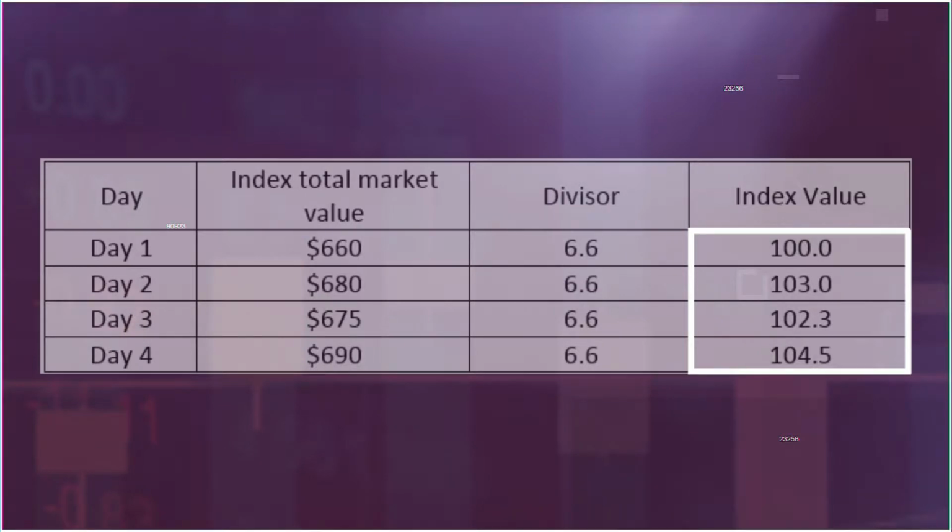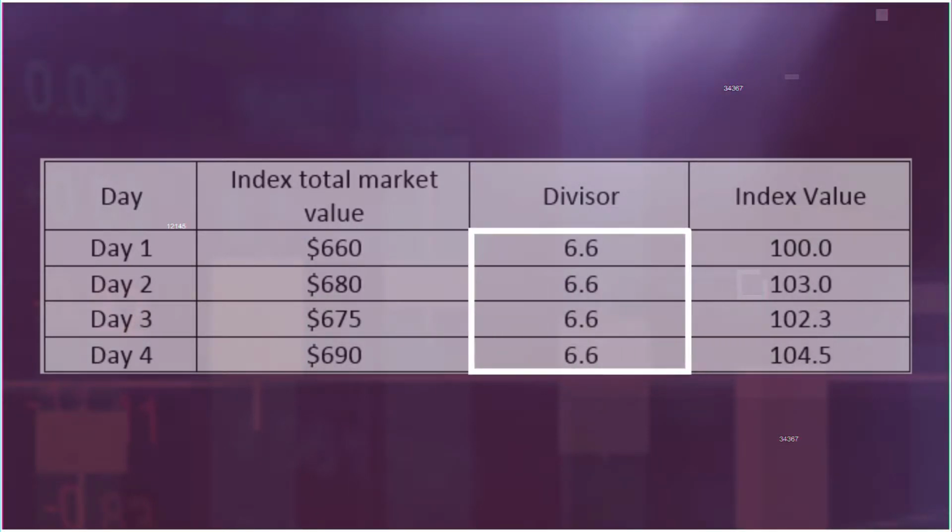The divisor remains constant until the index constituency changes. For example, if a stock is delisted or a stock split occurs, the divisor will be recalculated to be reflective of the new index membership.